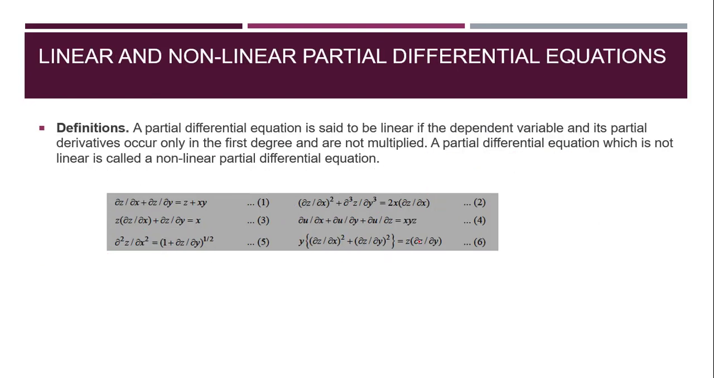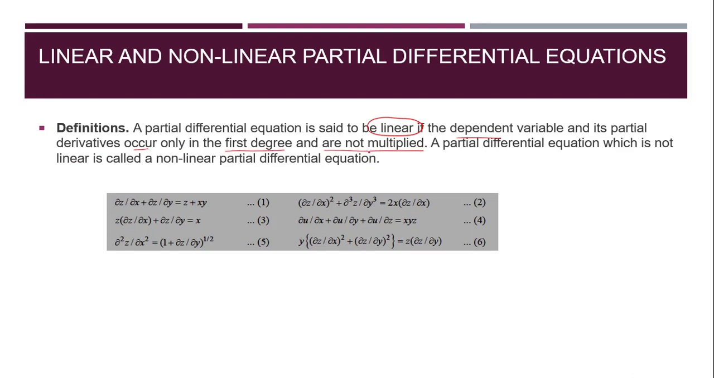Now the next most important thing in learning of the partial differential equation is which type of partial differential equation we are dealing with. So till now we have talked about order and degree. Now if we talk about whether an equation is linear or not, we are saying an equation is said to be linear if the dependent variable and the partial derivatives are only in first degree and are not multiplied together.